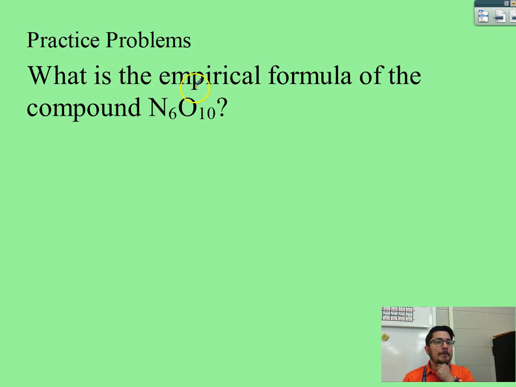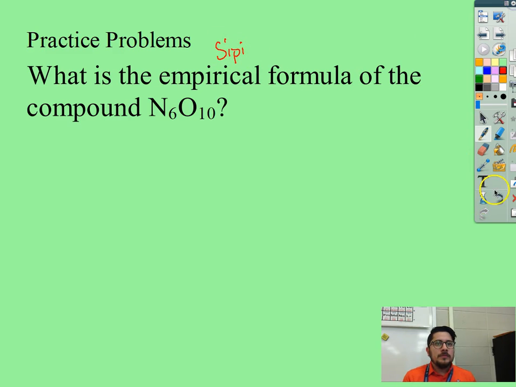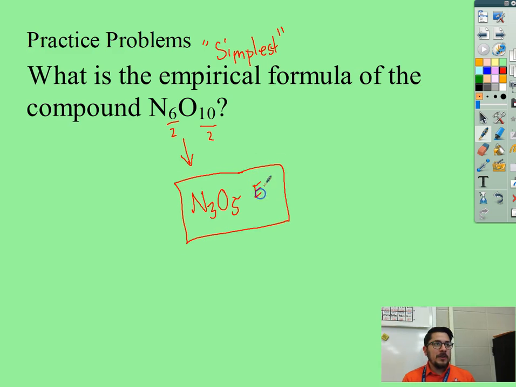All right, so remember, empirical formula means the simplest formula. Okay, that's what it means. So this is the formula N6O10. I need to make it even more simple. I can divide both of these numbers by 2, and I will get N3O5. And that's the simplest version I can get it to. So this right here would be the empirical formula.